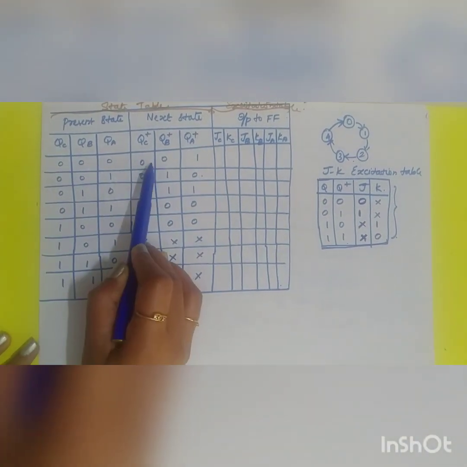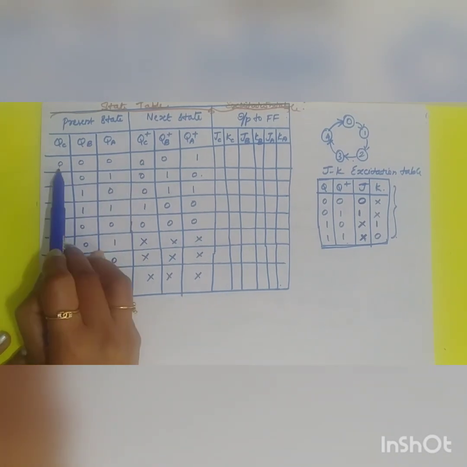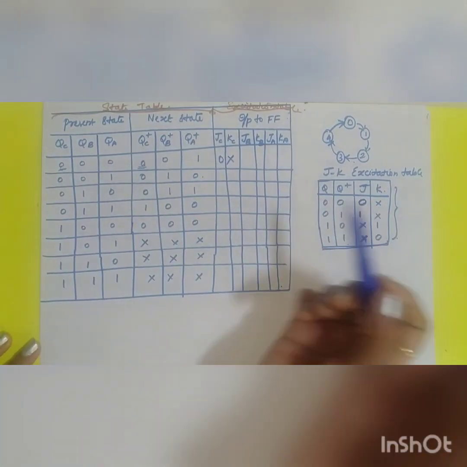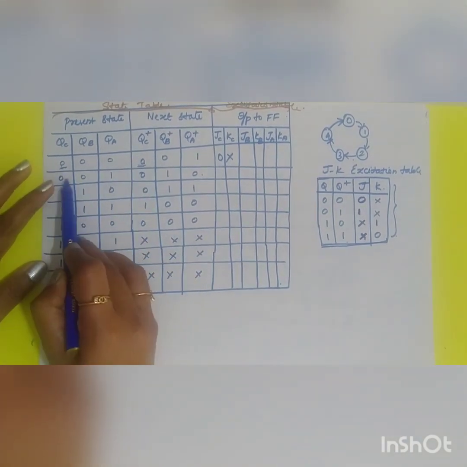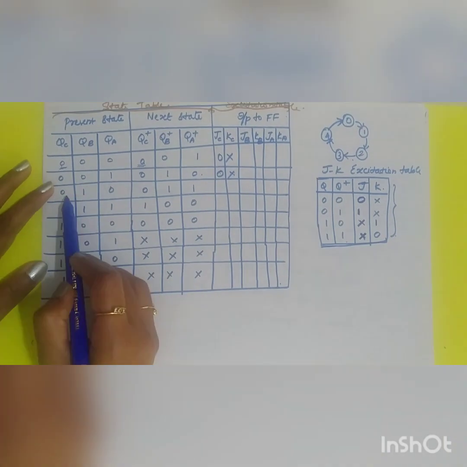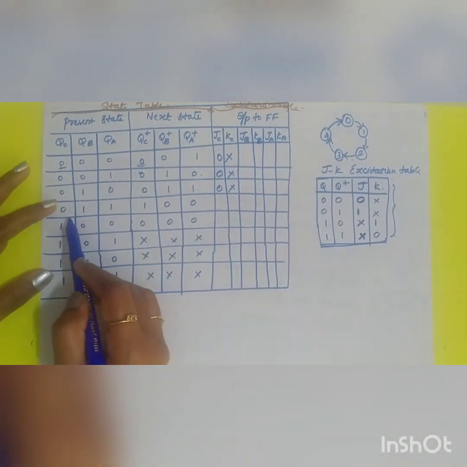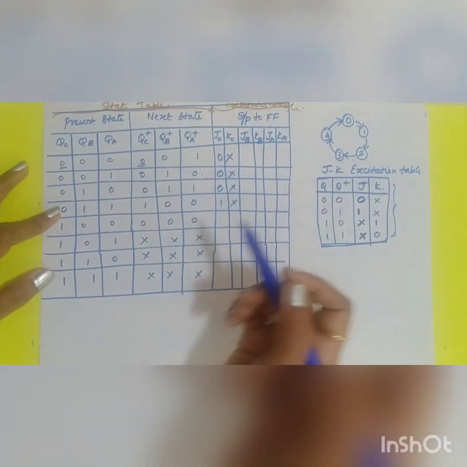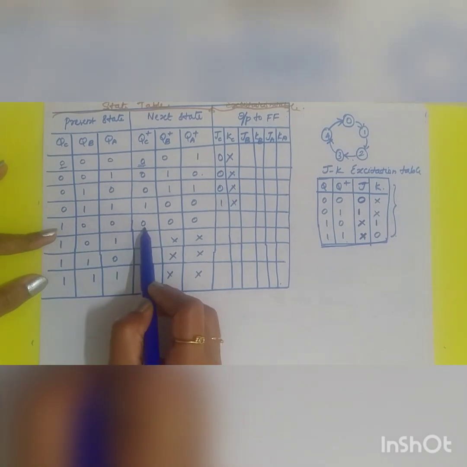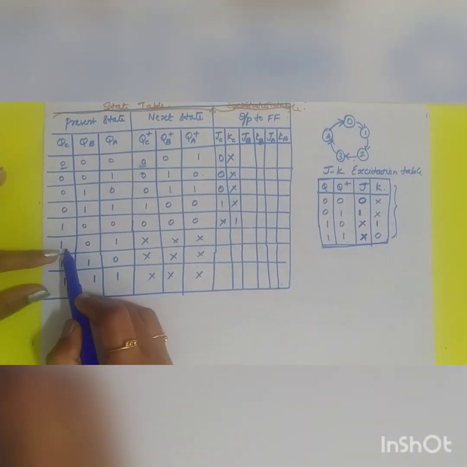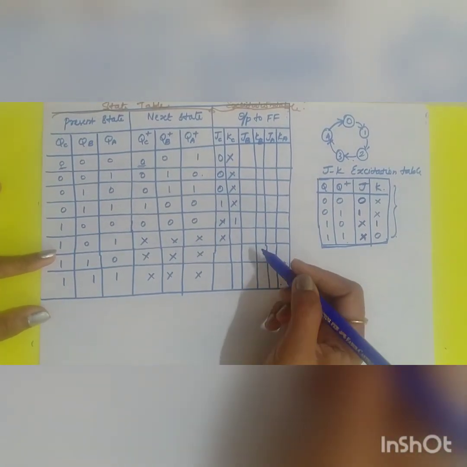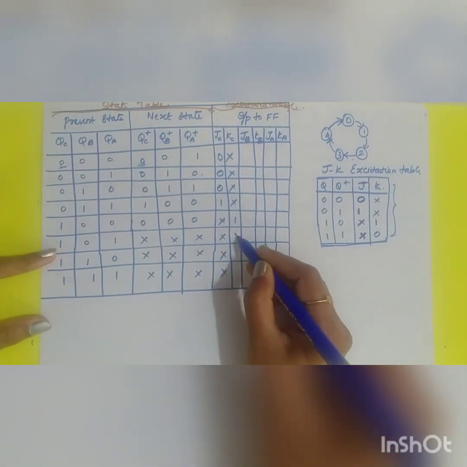You have to just see the combination, the present state and the next state. So let us do it for QC. Here it is 0, 0. There is no change. So what will be your J and K? It will be 0, X. Similarly for the second case, it is also 0, 0. So there is no change. It is 0, X. Here it is 0, 1. What is the value? It is 1, X. So here you will be getting 1, X. Here 1, 0, what is the value? It is X, 1. If there is don't care, you replace it by X. All other cases are your don't care condition.